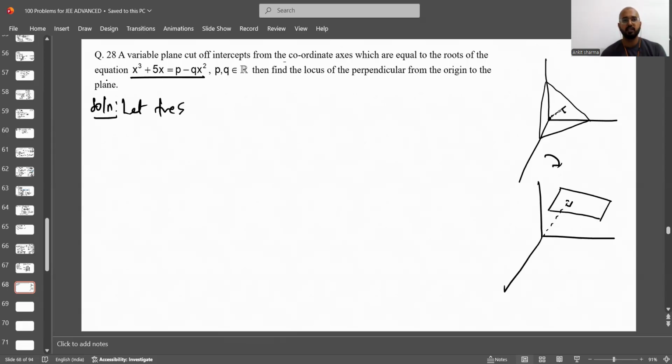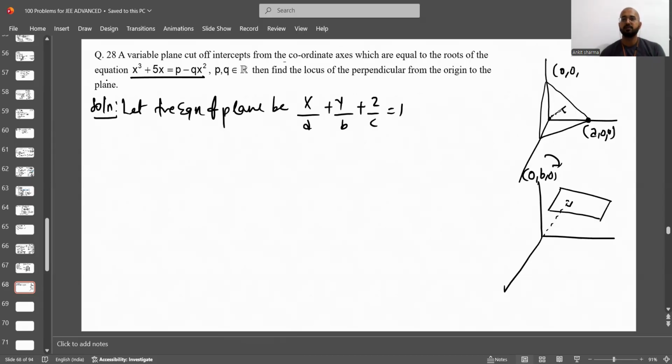So let the equation of the plane be x by a plus y by b plus z by c is equal to 1. This is my plane. Now this plane cuts off intercepts on the coordinate axes, so on x it is a, 0, 0, on y it is 0, b, 0, and on z I'm going to have 0, 0, c. These are my coordinates.